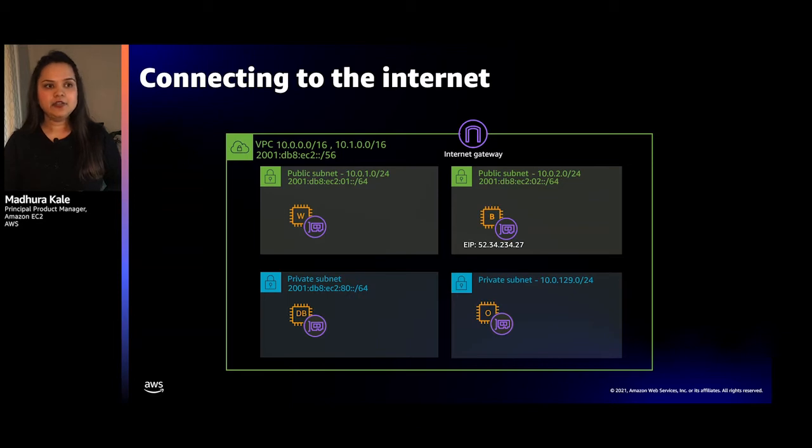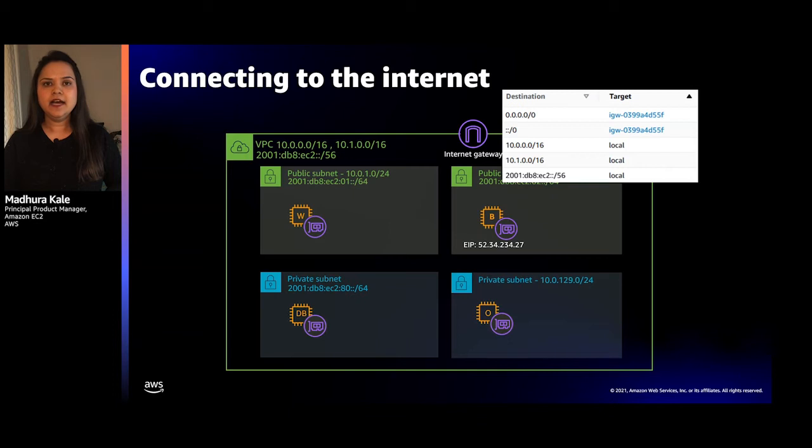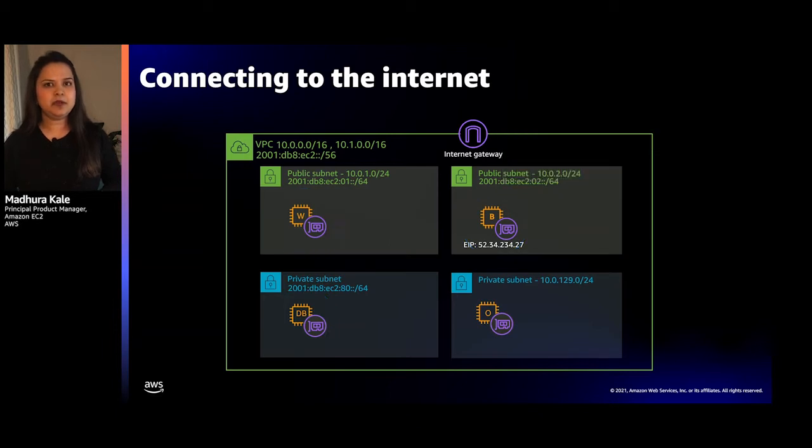And you add a route table. In this route table, I have default routes to the internet via the internet gateway. This way, my instances with elastic IPs and public IPv4 addresses and globally unique IPv6 addresses are connected to the internet. Now, what about instances in my private subnet? Wouldn't it be nice for them to also be able to connect to the internet to download a software update?